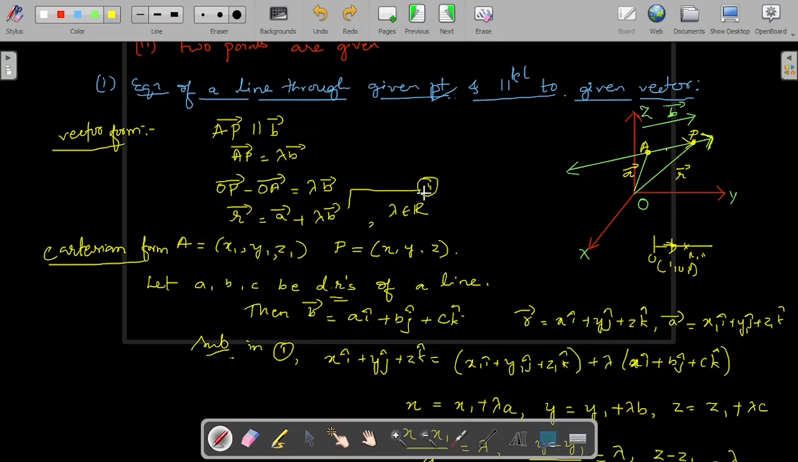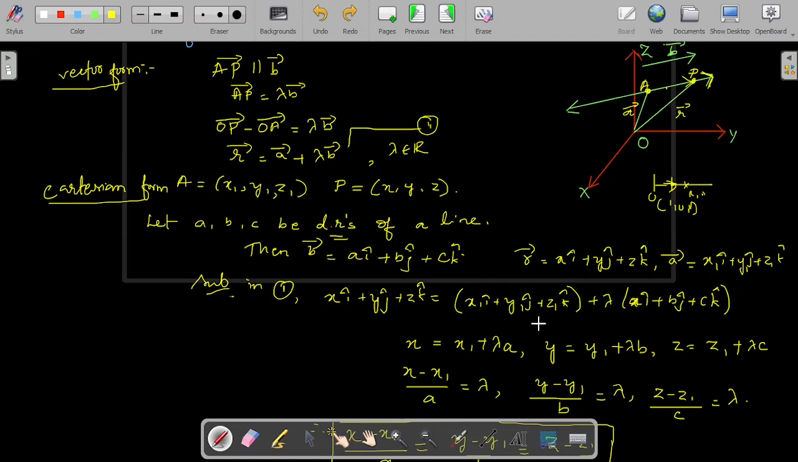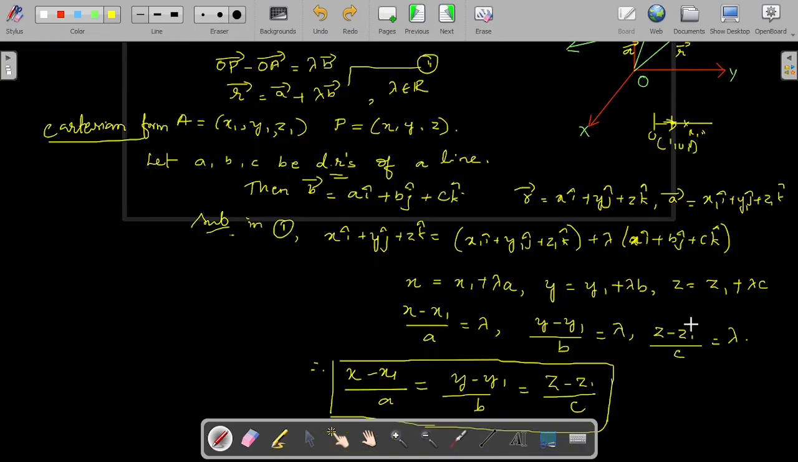Substitute all these in equation 1. We get x i cap plus y j cap plus z k cap equal to x1 i cap plus y1 j cap plus z1 k cap plus lambda into a i cap plus b j cap plus c k cap. Now rearrange this. Two vectors are equal if corresponding components are equal. So x equals x1 plus lambda a, y equals y1 plus lambda b, z equals z1 plus lambda c. Rearranging: x minus x1 by a equals lambda, y minus y1 by b equals lambda, z minus z1 by c equals lambda.